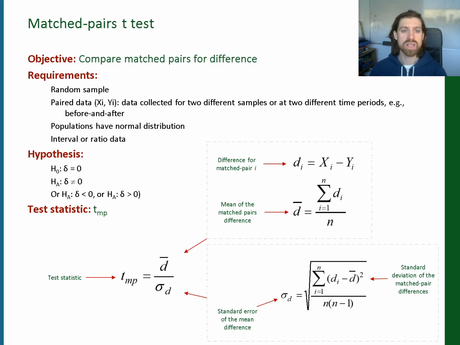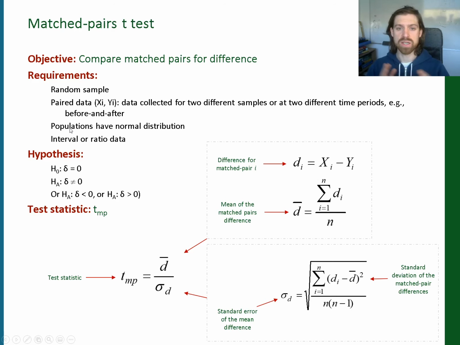So the matched pairs t-test, what we want to do is compare for the difference between these two samples for matched entities. The requirements are that essentially we have a random sample, that we have paired data for xi and yi, so data collected for 2 different points or 2 different samples before or after.